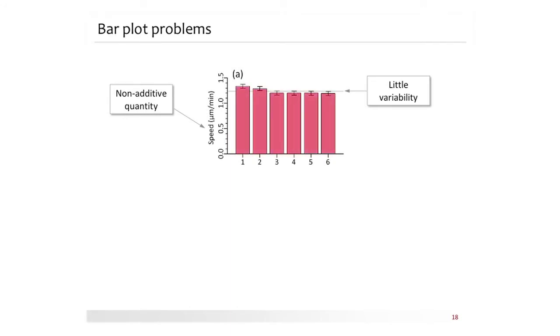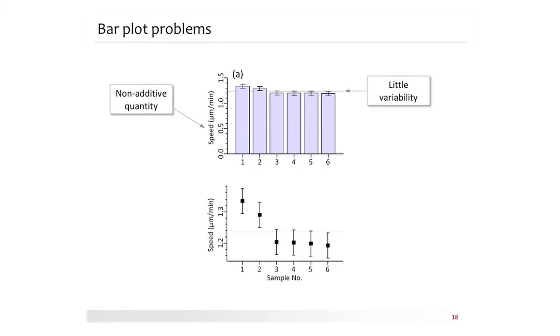Another problem here is there is very little variability in these data, so this graph is very much compressed, and it's difficult to compare these points. If you plot it this way, then you can see individual data points very clearly. You can see error bars, and you can see that the first two data points are different, and these are more or less the same. So it's much easier for your eye, a much better representation of these data.